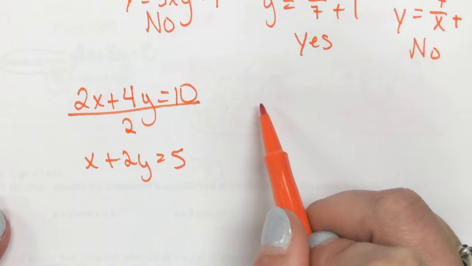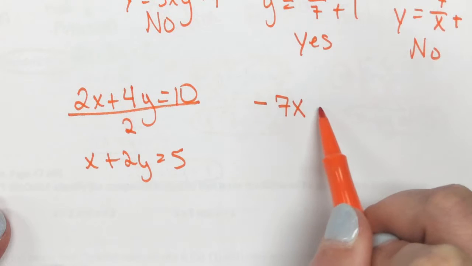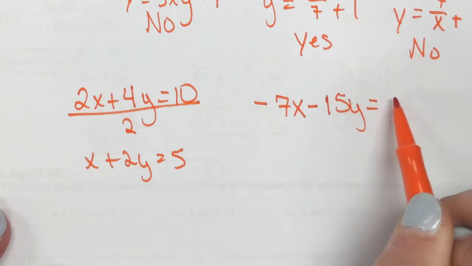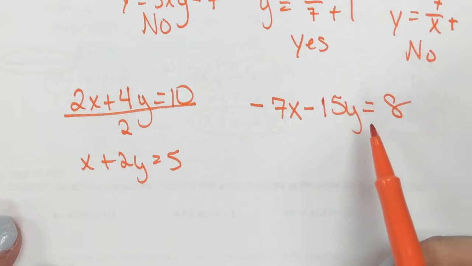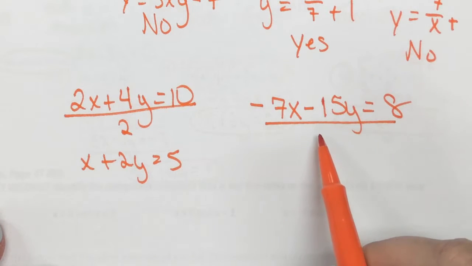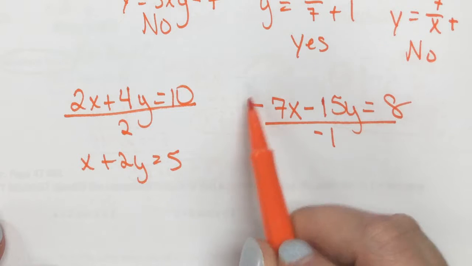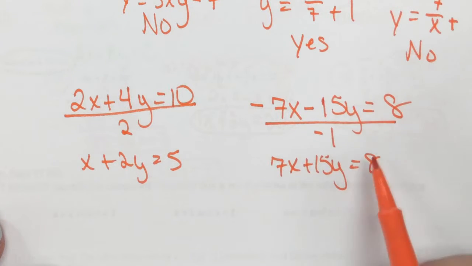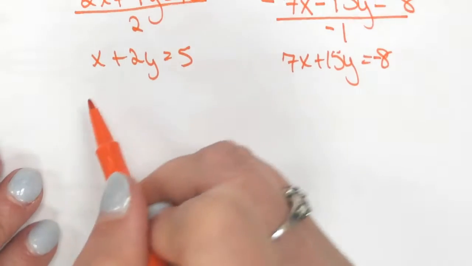We did one with fractions already. What about this one? 15y equals, I don't know, 8. What about that one? -1, because you can't have a leading negative. Y'all okay? Ooh, -8.